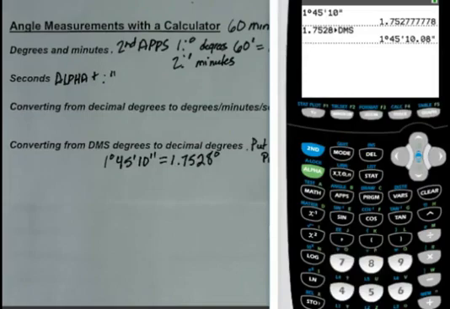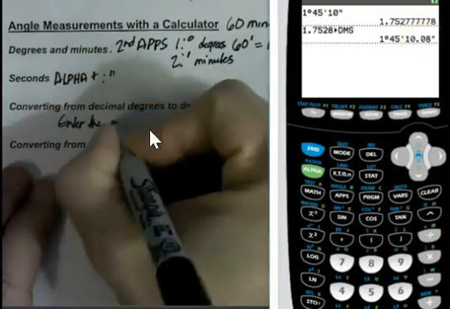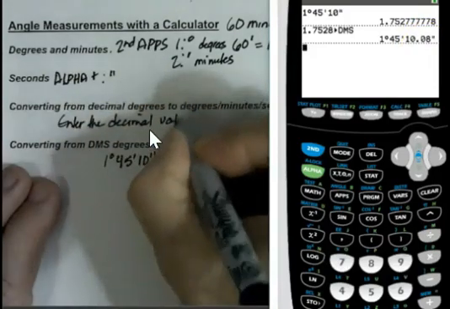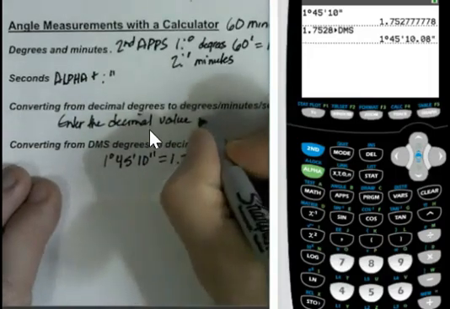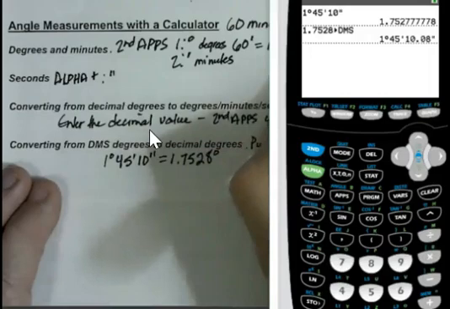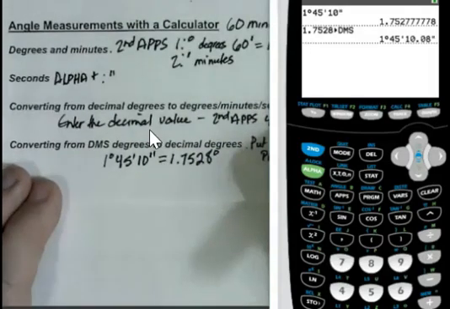Then if I press enter, it's going to take it back to this. And since I rounded this one a little bit, it's got 10.08 seconds instead of just 10 seconds. So to do this, all we're doing is entering the decimal value and then doing second, apps, and number 4, which has the arrow and the DMS, and then enter.